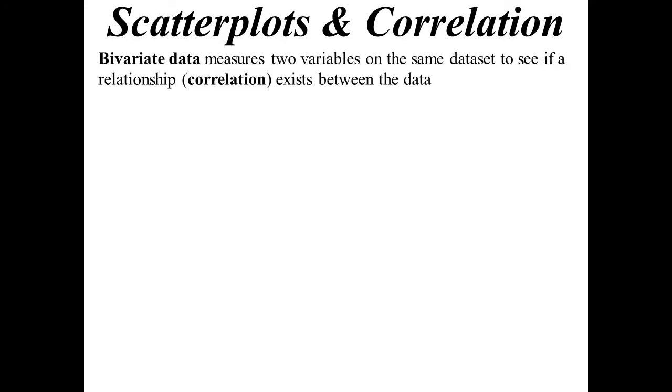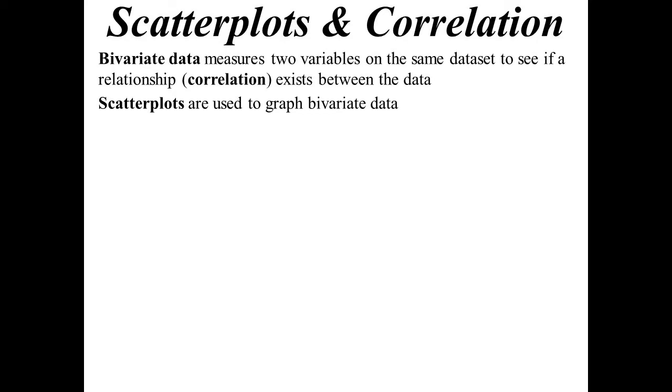So we're going to look at another visual representation known as scatterplots, and then correlation as well. So this is all to do with bivariate data, when we're looking at two different variables for the same data set to see if there is some relationship between these two. That relationship we call the correlation. So the scatterplot graphs the bivariate data.